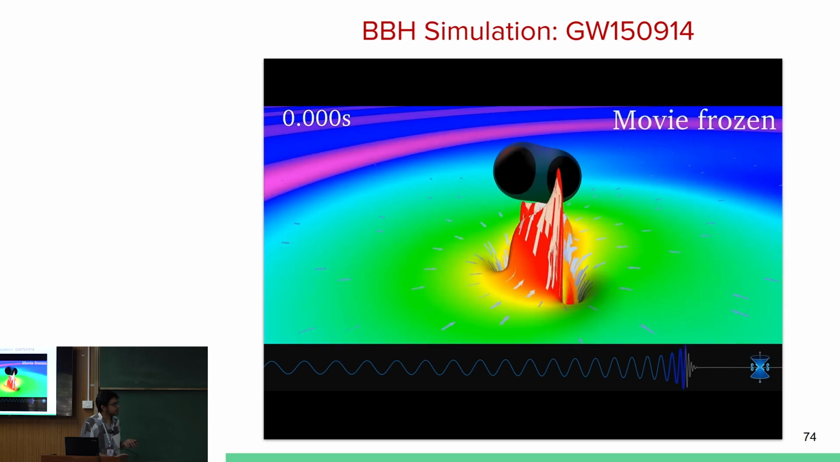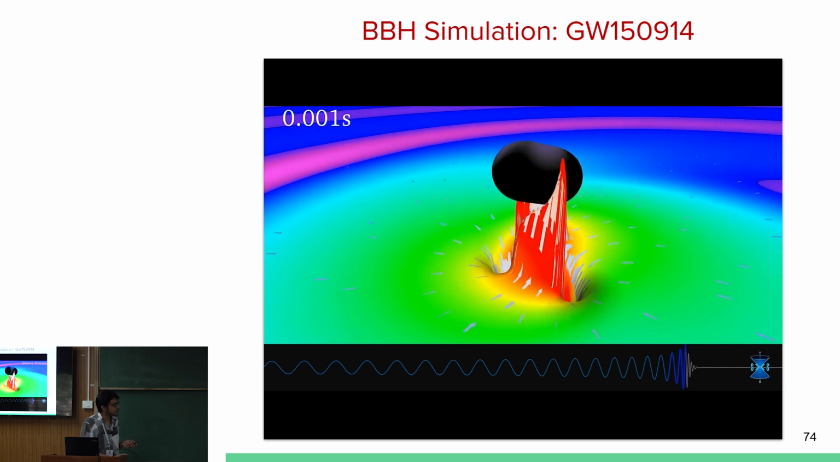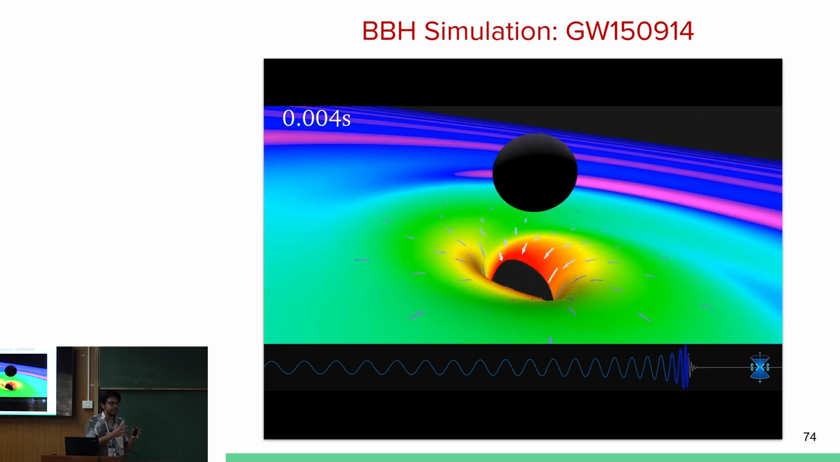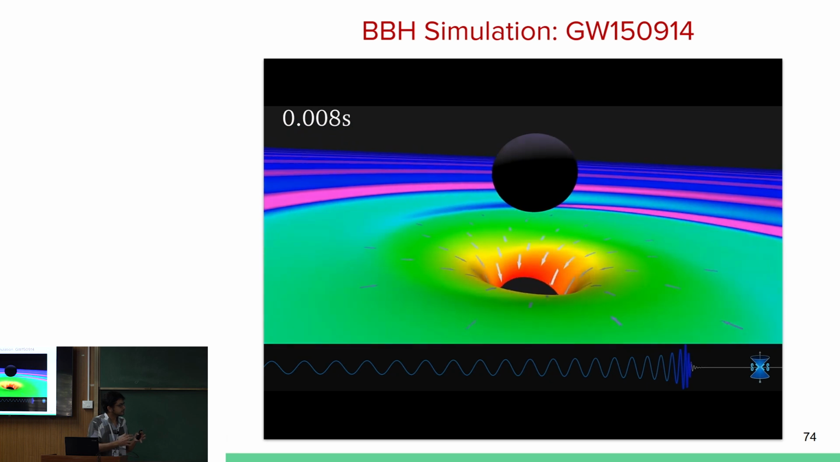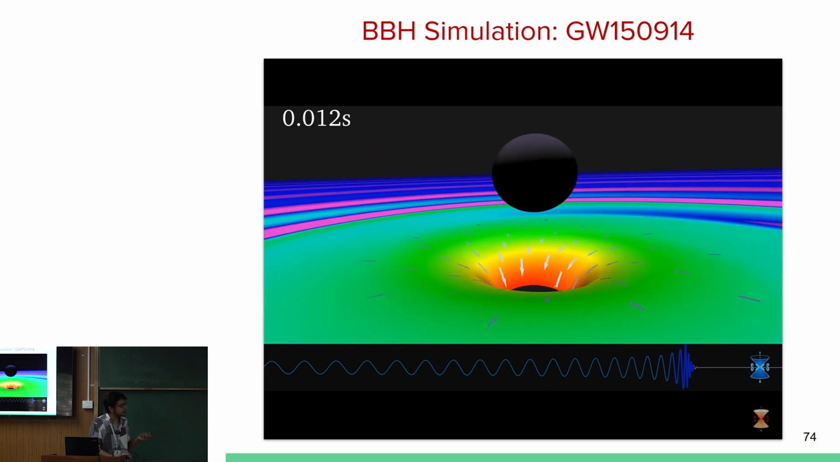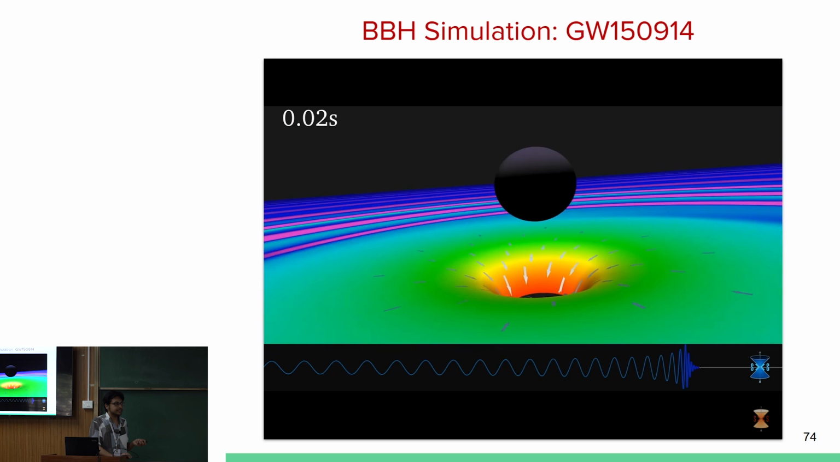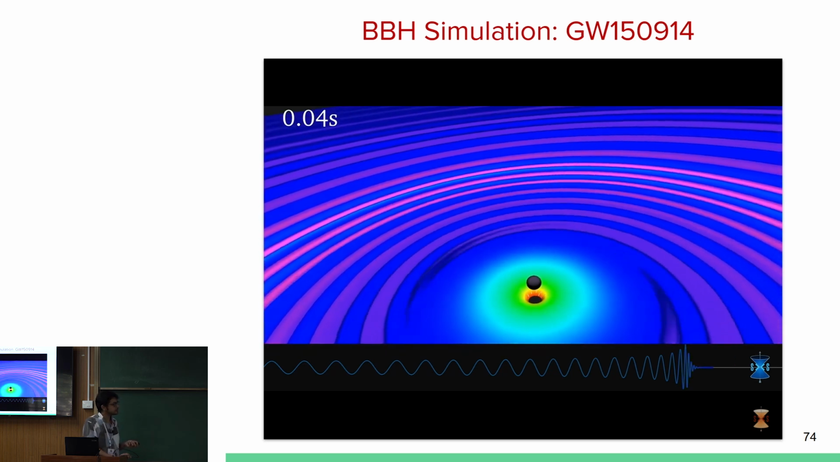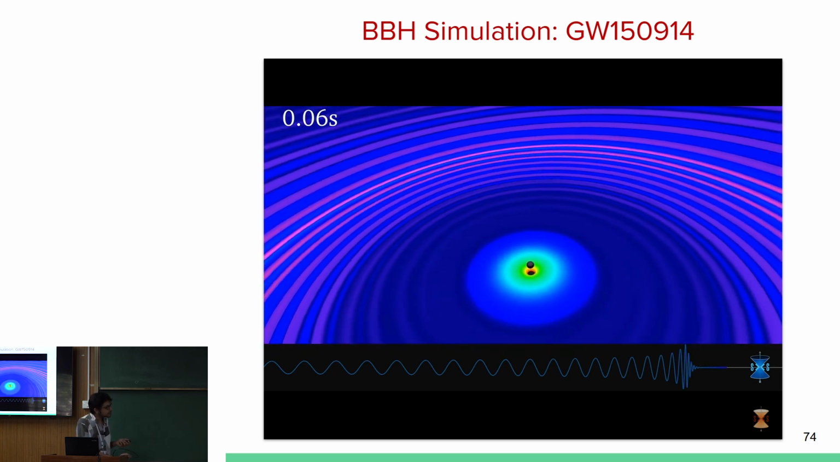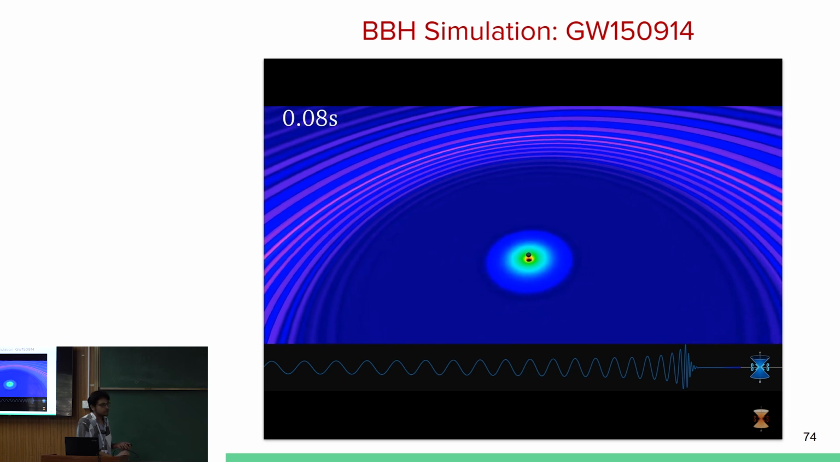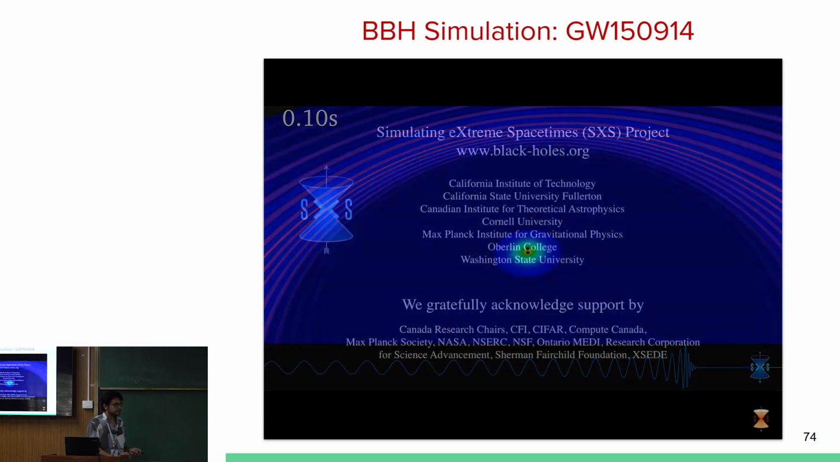And that's the moment of merger. You see, a common horizon forms outside, enveloping the two inner horizons. And then it very quickly settles into a Kerr black hole state. And you can see the brightest wavefront here corresponding to the moment of merger.